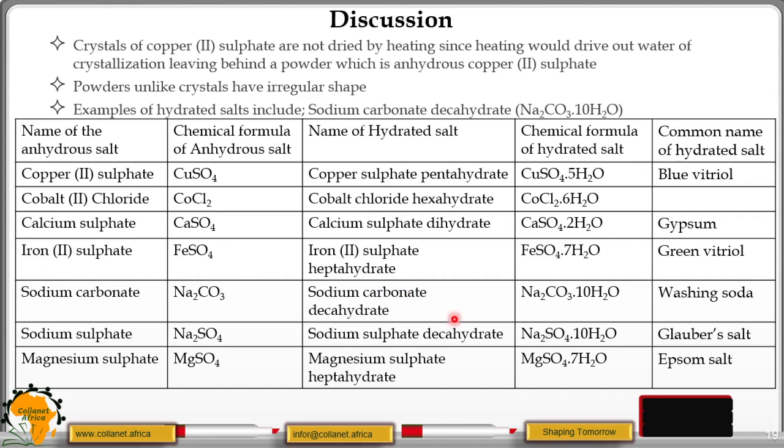Sodium carbonate decahydrate is called washing soda. It has 10 water molecules coordinated to the structure of sodium carbonate. Sodium sulfate decahydrate is Glauber's salt, with 10 molecules of water coordinated to the structure. Epsom salt is magnesium sulfate with 7H2O. It's called magnesium sulfate heptahydrate. It's normally used.